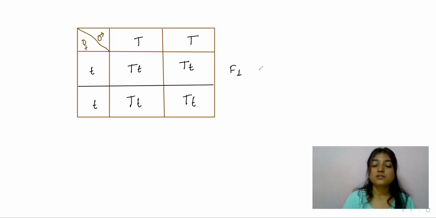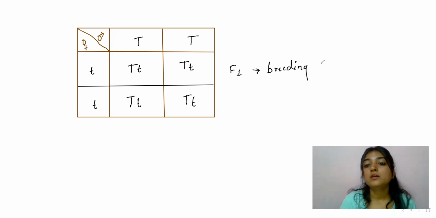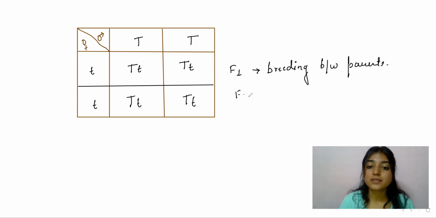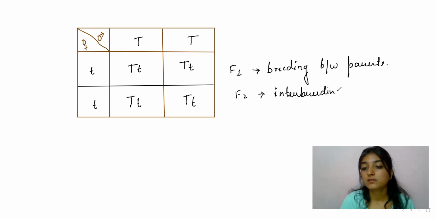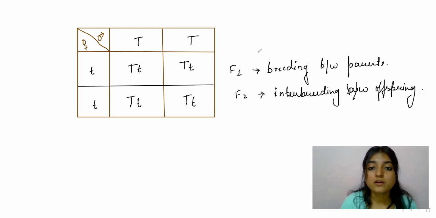F1 generation is actually the breeding or the crossing between the parents. Whereas F2 is interbreeding between the offspring. Now, this table is the F1 table.